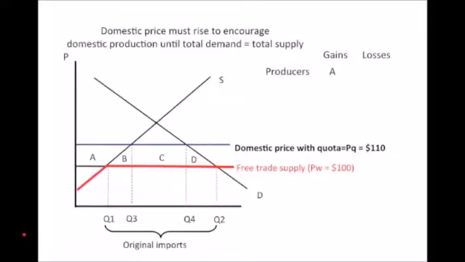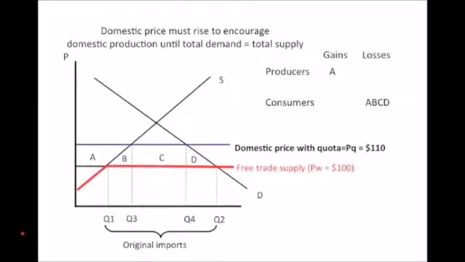Domestic producers are going to gain A. That's the increase in producer surplus associated with the higher price. It's the difference in the price over the supply curve. Domestic consumers are going to face a loss of consumer surplus equal to A, B, C, D. That is the difference in the price over the demand curve.